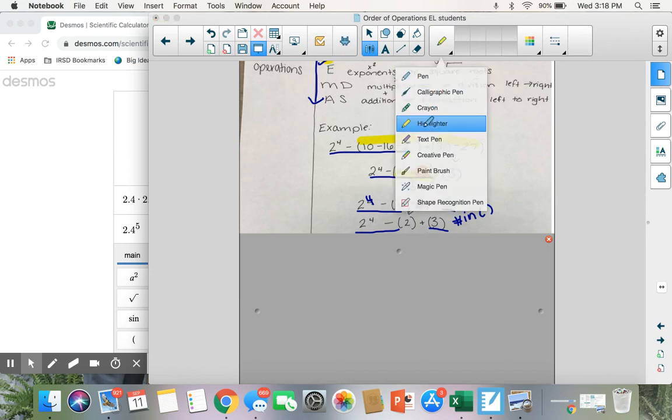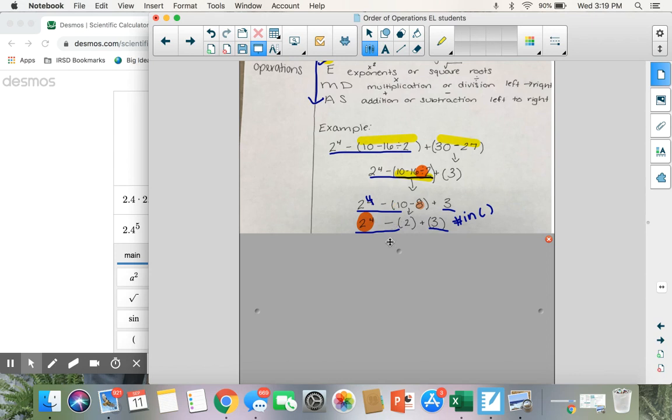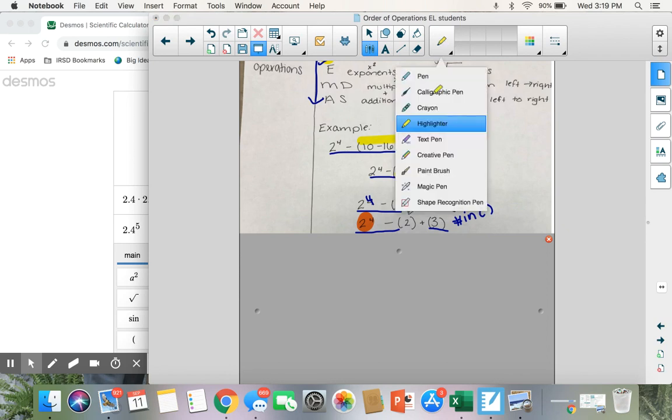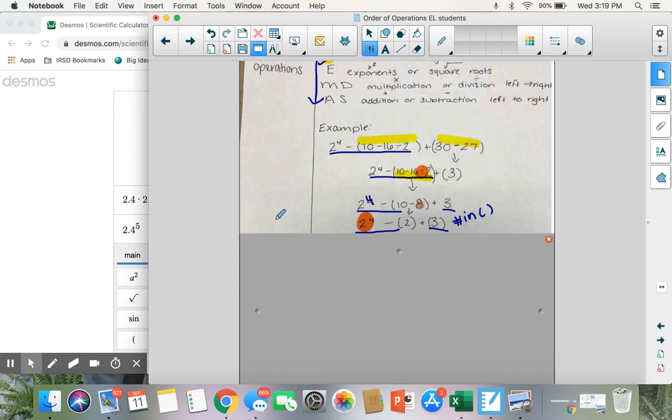I notice that in this problem, I do have an exponent. So I'm going to do 2 to the power of 4, which is the same thing as saying 2 times 2 times 2 times 2. So 2 times 2 is 4, 4 times 2 is 8, 8 times 2 is 16. So what I just did was 2 times 2 times 2 times 2. And the answer that I got was 16.